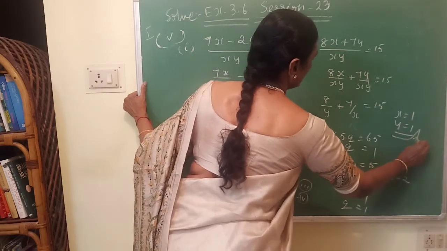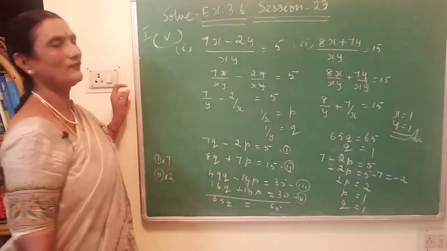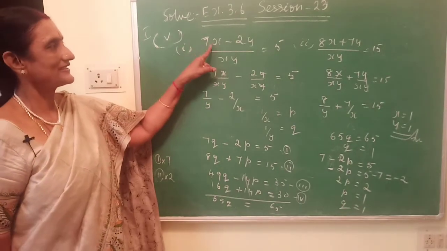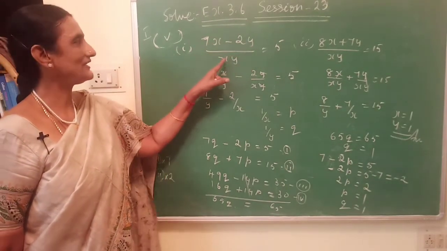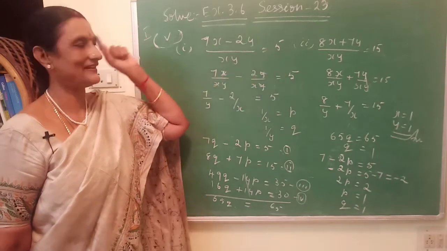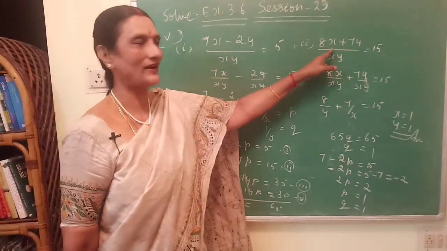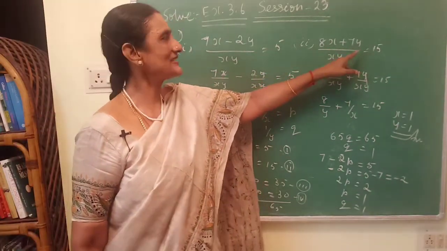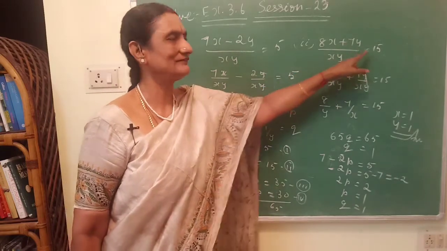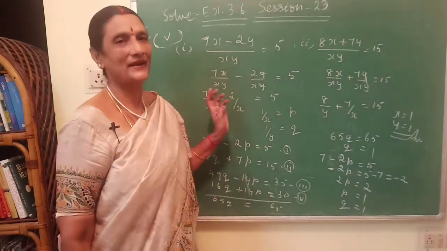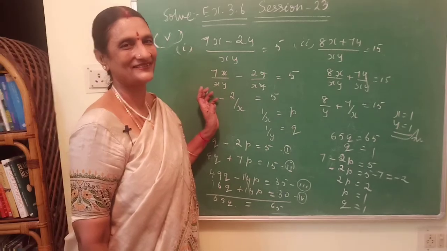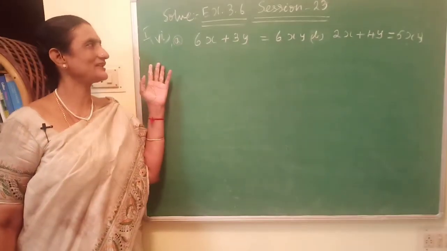This is the solution. Now, how do we know whether the solution is right? Substitute: 7 into 1 minus 2 into 1 gives 5. I am getting it. Similarly, 8 into 1 is 8, plus 7 is 15. That is also equal to 15. My solution is right. Are we ready? We will do the sixth subdivision.